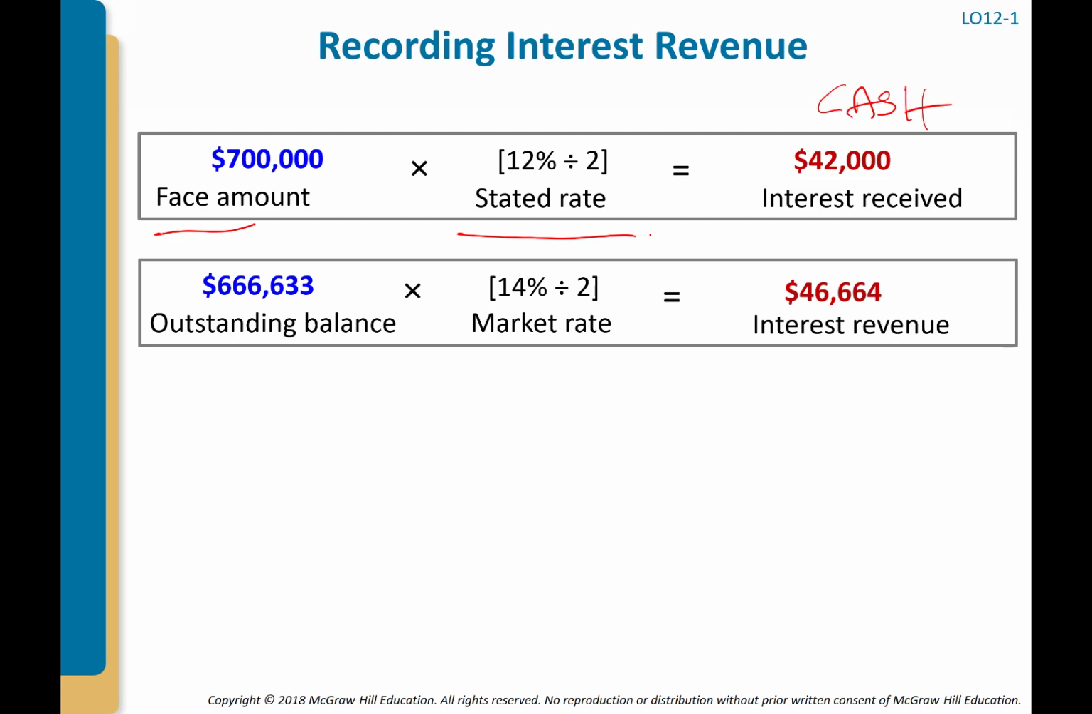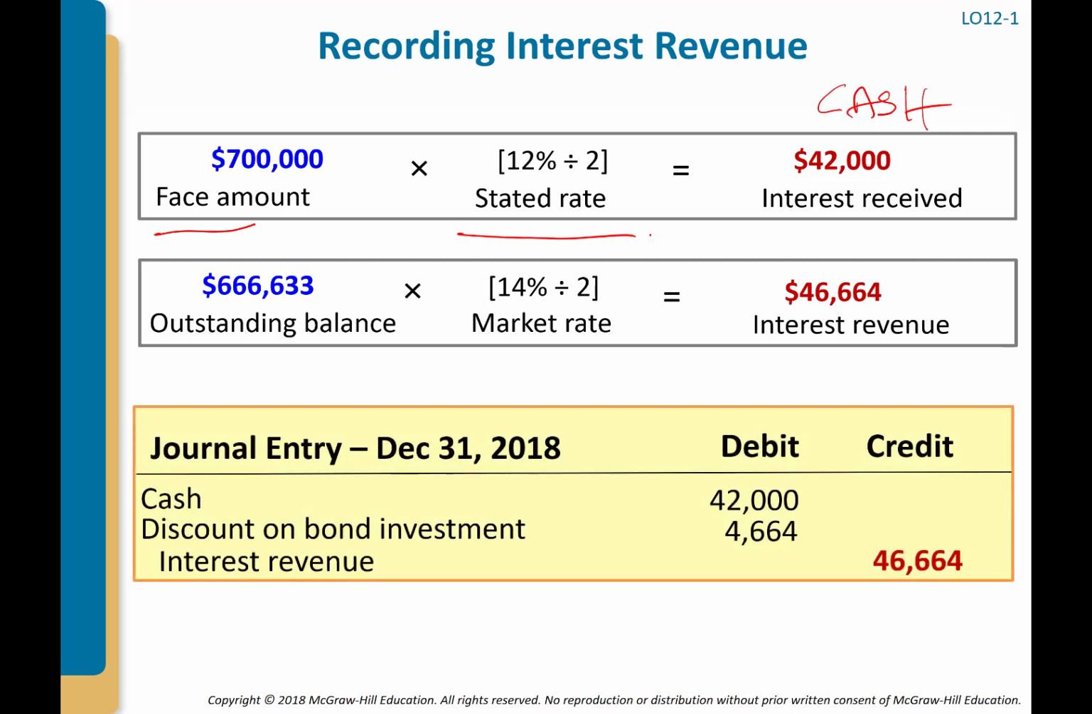And so we take this market rate of interest to calculate the actual interest expense. Cash interest is the stated rate. The actual interest revenue is going to be the market rate, which was 14% semi-annually, divided by 2. So my interest revenue is 46,644 here. I make that journal entry, which is to debit the cash for the cash interest I'm receiving, and I credit my interest revenue for the calculation we made by taking the carrying amount of the bond and multiplying it times the market rate of interest.